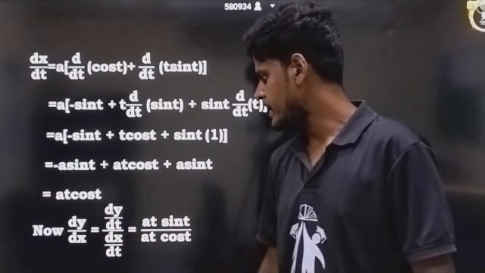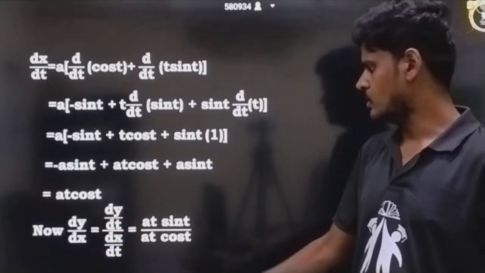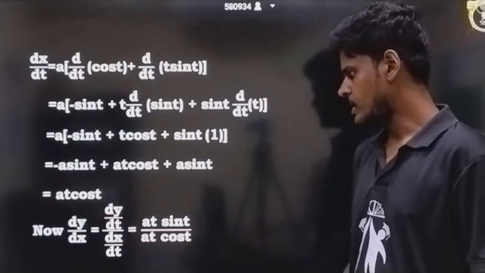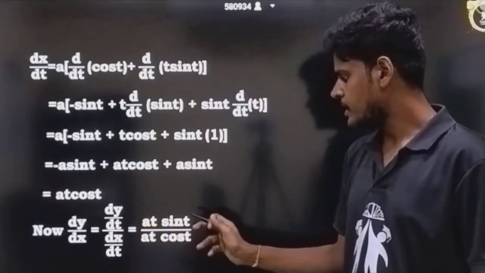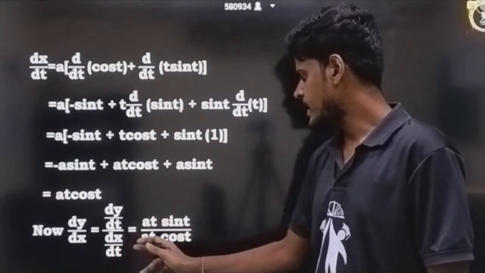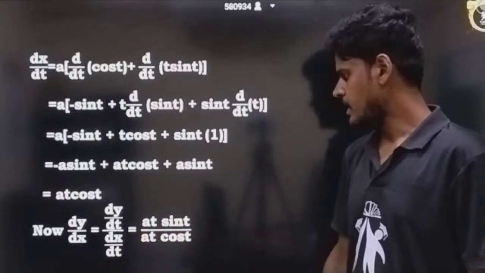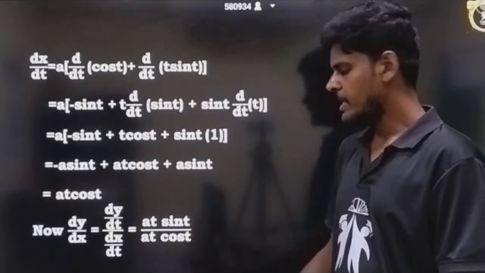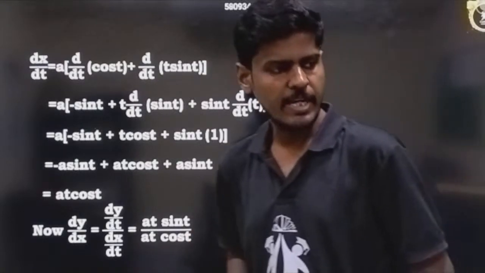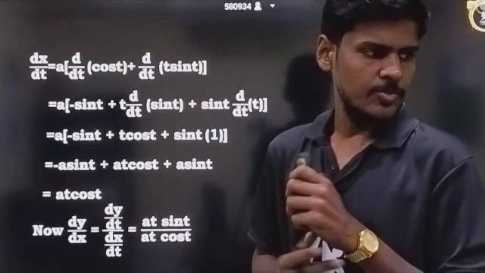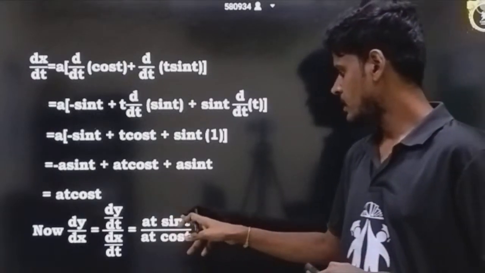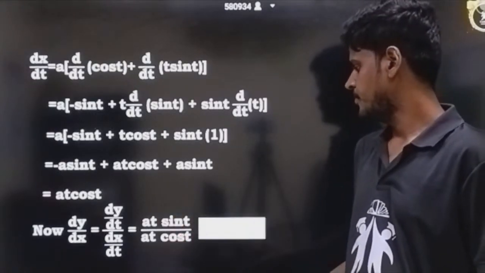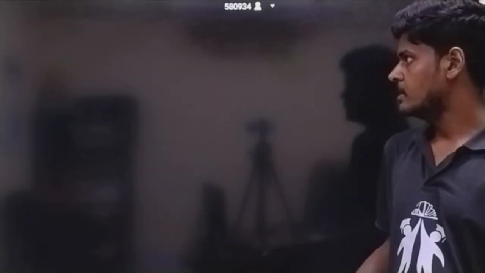Now what is dy by dx? dy by dx is equal to dy by dt divided by dx by dt. And what is dy by dt? a into t into sin t. dx by dt is a t cos t. Now a t, both are the same, so it will get cancelled out. Remaining is sin t by cos t. What is sin by cos? Tan. So sin by cos is tan t.